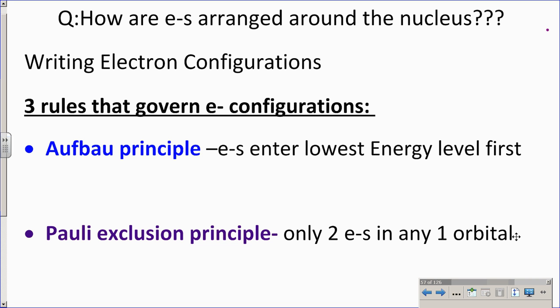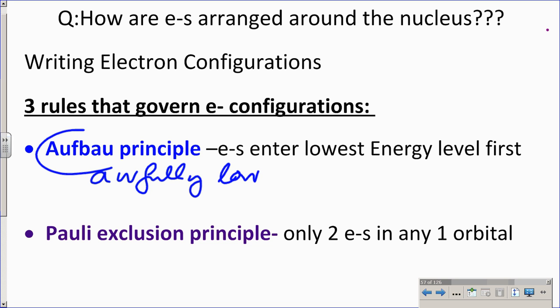Mr. Aufbau came up with this principle that whenever electrons are filling an atom, they always start out awfully low. Okay, so Aufbau, awfully low. This is my little silly mnemonic, so I remember. Aufbau says the lowest energy level is filled first. Like, we're going to start from the bottom, and then we're going to build up from that. We're not going to start at energy level 7 and throw an electron in there because that doesn't make any sense. So generally that means you start off at n equals 1, you put some electrons in there.